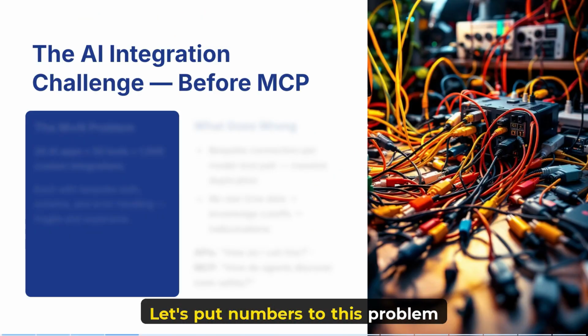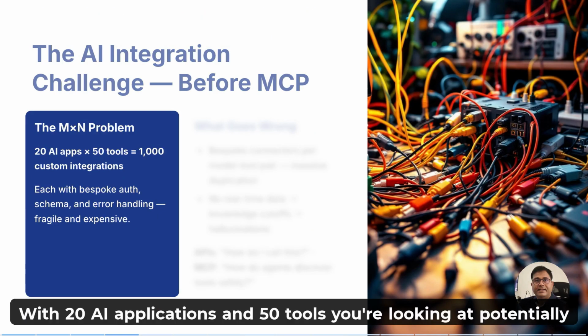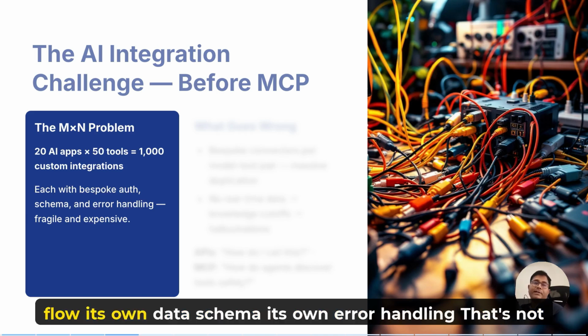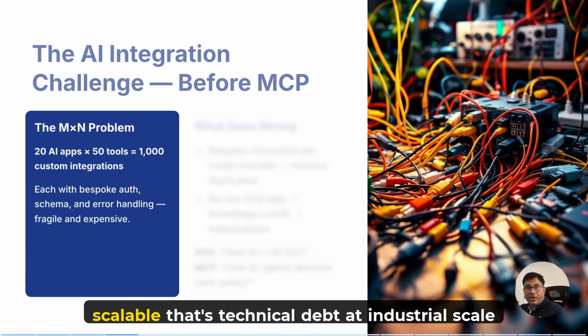Let's put numbers to this problem. With 20 AI applications and 50 tools, you're looking at potentially 1,000 custom integrations. Each one needs its own authentication flow, its own data schema, its own error handling. That's not scalable. That's technical debt at industrial scale.